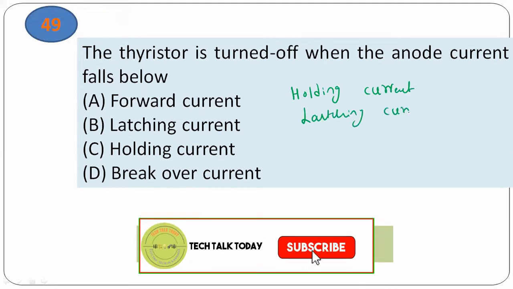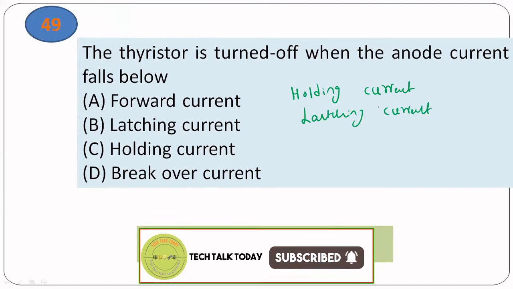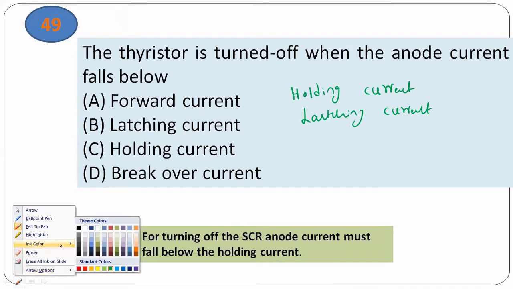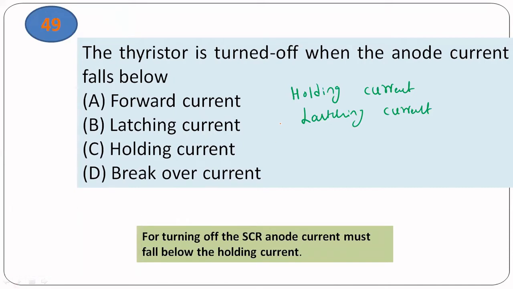Remember that latching current is nothing but the minimum amount of current which is required to turn on a thyristor. Just try to understand the meaning and usage of the word. Latching current is the minimum amount of current required to latch, or to turn on, or to have a turning on process. For that we require a minimum amount of current. It's called latching current.